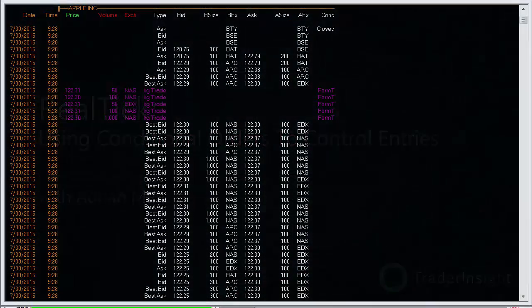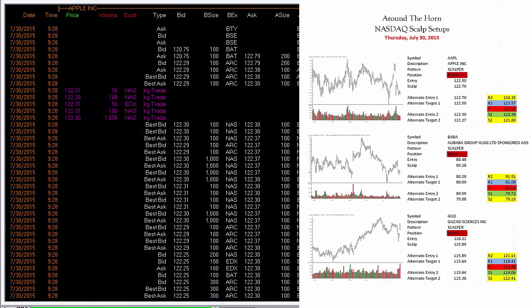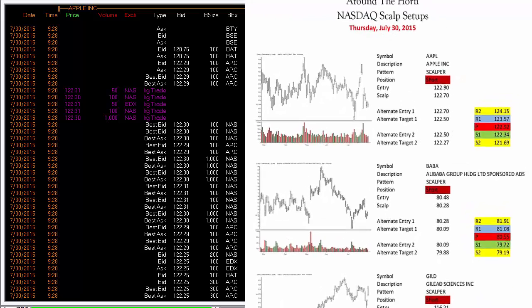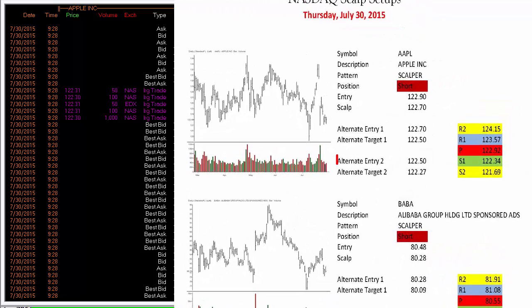Here is the NASDAQ scalper trading plan going into the Thursday session, and we see that we've got a 122.50 entry that is right in line with what we're seeing going on before the market opens. 122.31 is the tick just a few minutes before the opening bell. We've got about 2 minutes to go here before the market officially opens for trading.